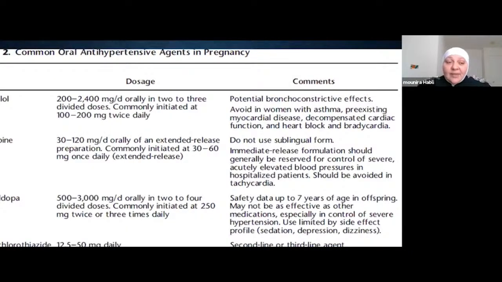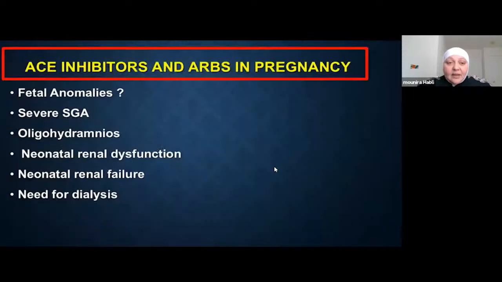This is a table from the American College of OBGYN showing labetalol and nifedipine as first-line treatment. Methyldopa, yes, it is safe, but it has been shown to be ineffective, especially if they have severe exacerbation of chronic hypertension. And hydrochlorothiazide is to be used only as a second-line or third-line agent. And you have the dosing and all the side effects on this table.